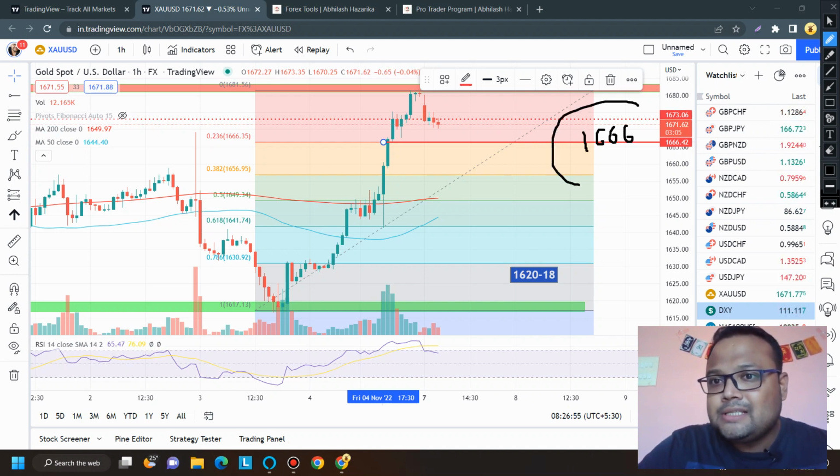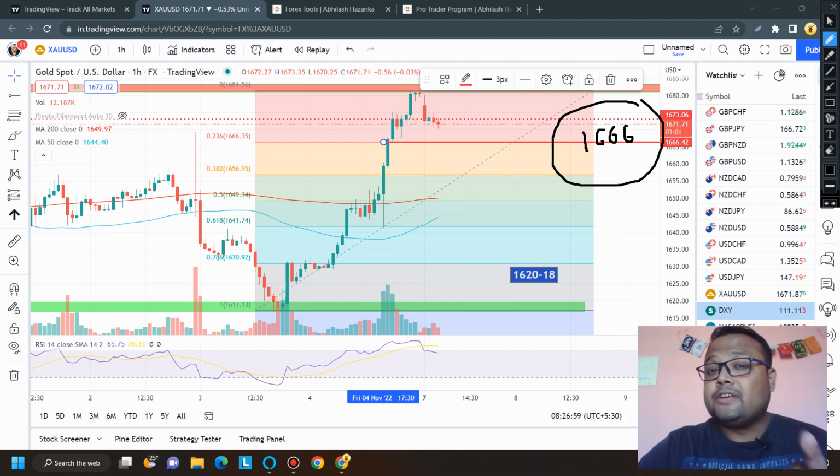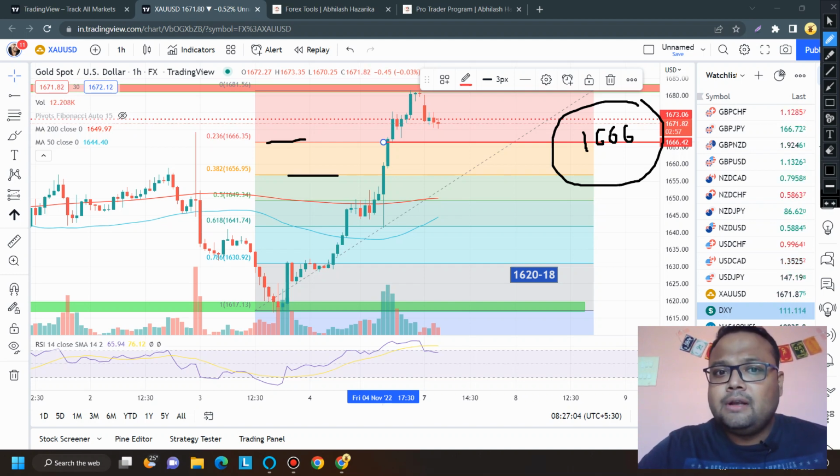But 1666, being Fibonacci 23.6%, is not a very strong retracement level. This is a weak level. This is a more or less good level. Fibonacci 50 is a strong level, Fibonacci 61.8 is a strong level, but this is not a very strong level, being the first level.